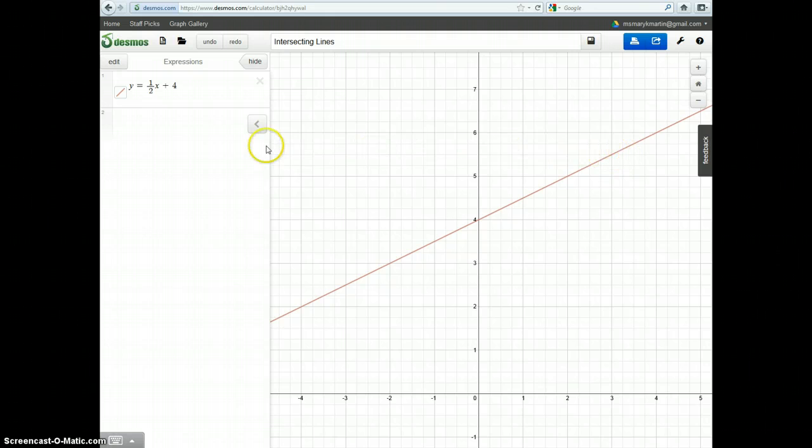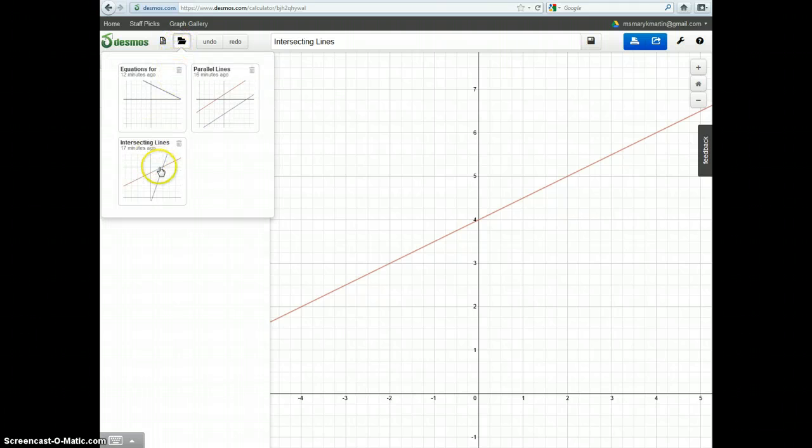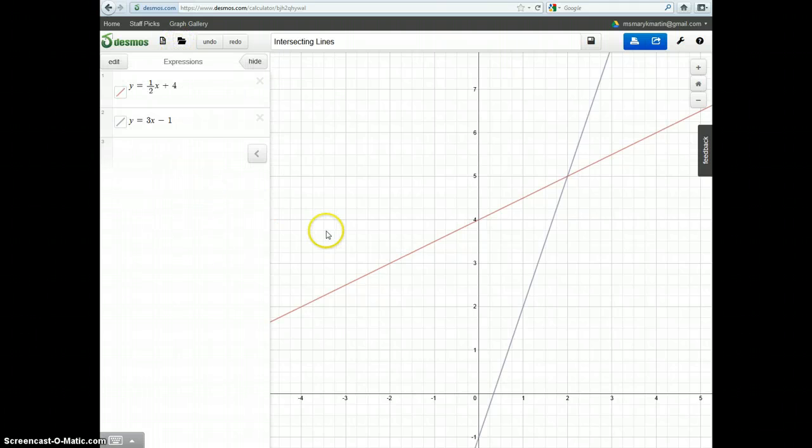So, if we look at a system of equations, and I'm going to go to a file that I have saved, we see a system of equations is two or sometimes more equations that work together. In this case, our first equation, the one we were looking at already, is graphed in pink, and our second equation, y equals 3x minus 1, is graphed in blue.